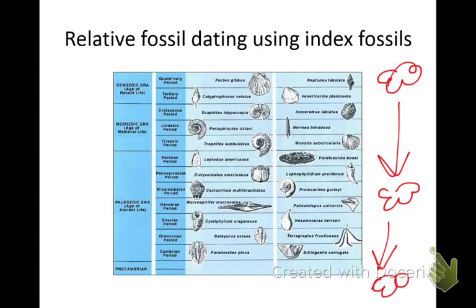Index fossils are fossils that we know. Like, we know when the dinosaurs went extinct. So if you're below the dinosaur line, then you're this old. And if you're above the dinosaur line, then you're this old, right? The dinosaur line is called the KT boundary, and they know right about where they went extinct.